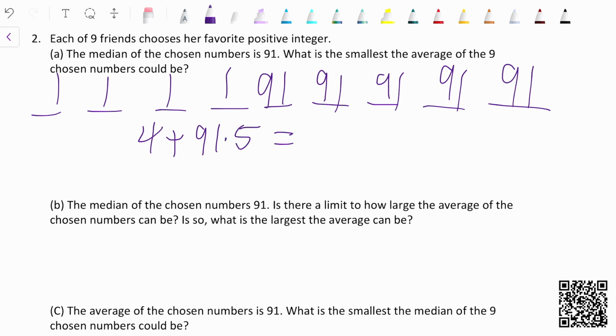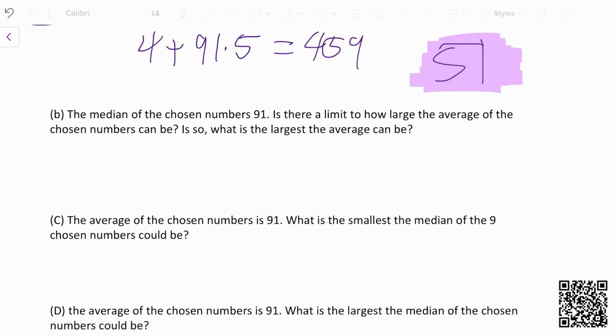450 plus 5, which is 1 times 5, so 455 plus 4, which is 459. And we gotta go 459 divided by 9 now, which is basically 51. So the smallest average of the 9 chosen numbers is 51. Moving on to problem number B.